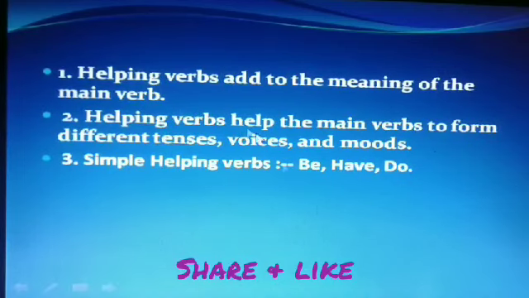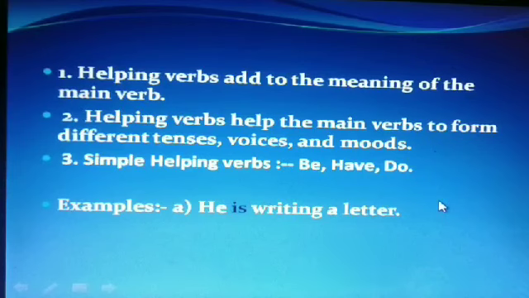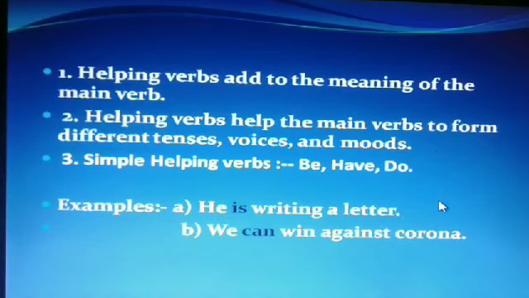He is writing a letter. In the first sentence, is is the auxiliary verb and writing is the main verb. Always the main verb succeeds or follows the auxiliary verb. In the second sentence, can is the auxiliary verb and win is the main verb. Main verb is always placed after the auxiliary verb in any form of sentences. So you must remember that the last one of a number of verbs is always the main verb.